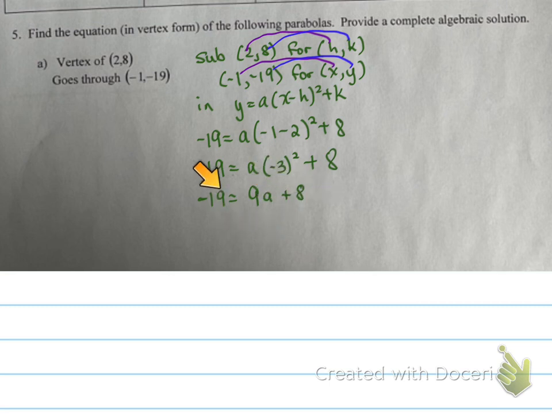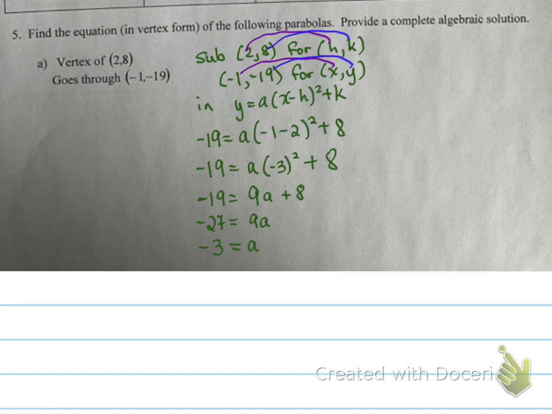Move the plus 8 to the other side. We leave the 9a where it is. We move the plus 8 to the other side, and it becomes -19 minus 8, which is -27. Once you do that, you divide both sides by the number next to a. So we're dividing both sides by 9. We get a equals -3. So we found our a value.